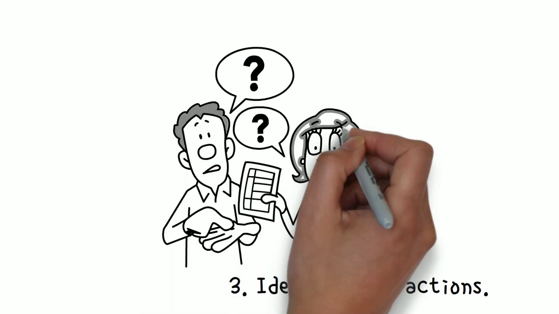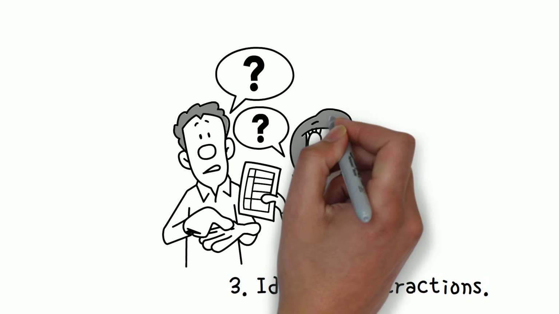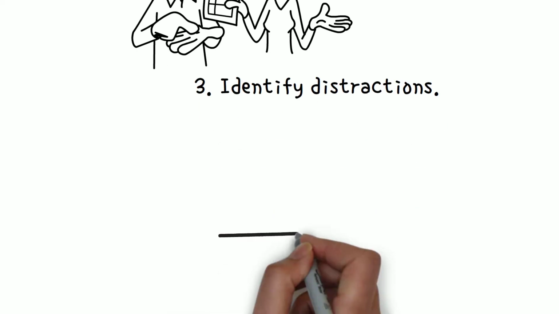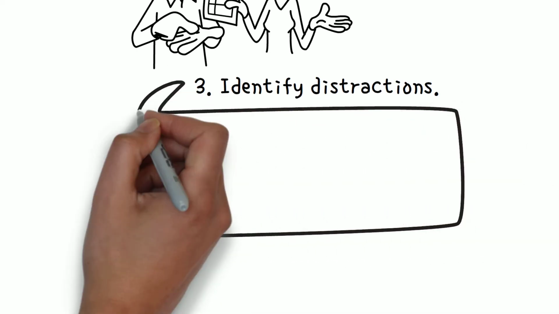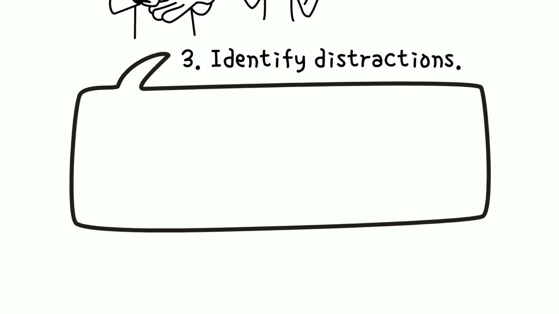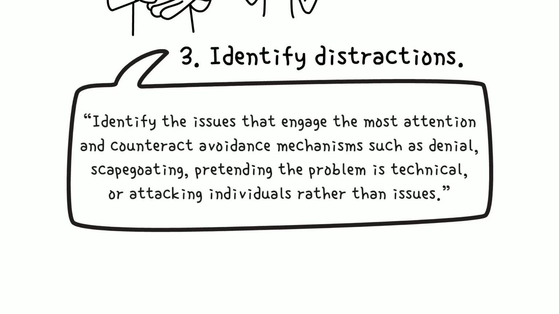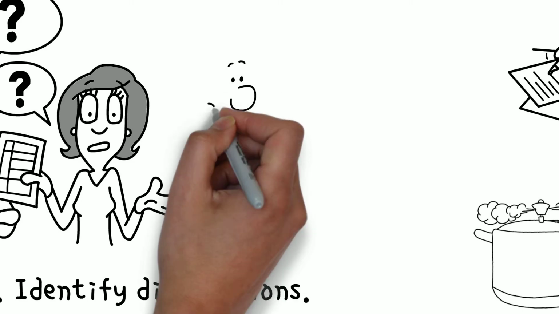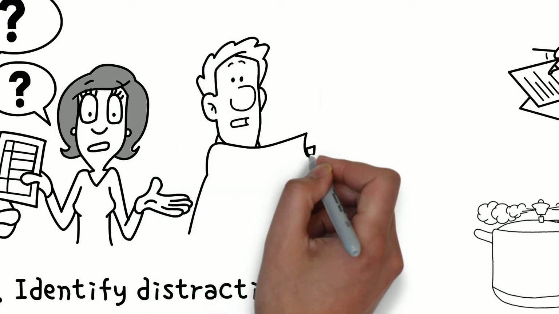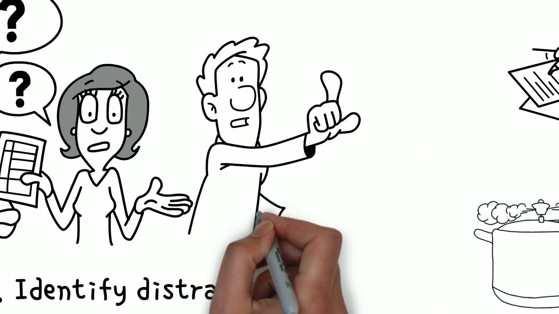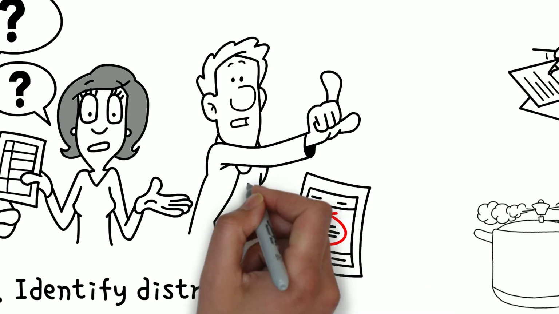When people find change difficult, they can adopt negative behaviours. As Heifetz says, identify the issues that engage the most attention and counteract avoidance mechanisms such as denial, scapegoating, pretending the problem is technical, or attacking individuals rather than issues. These negative behaviours must be identified, understood, and then challenged to bring people back to the main issue.